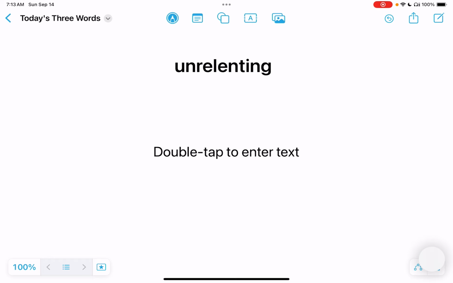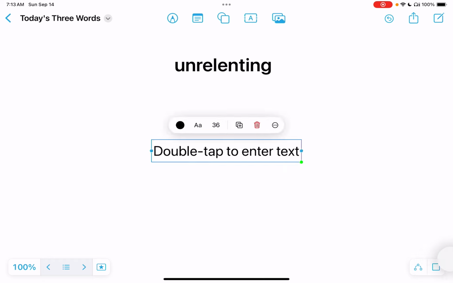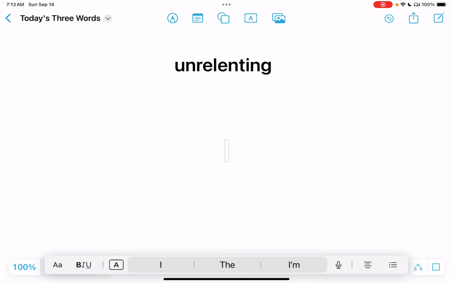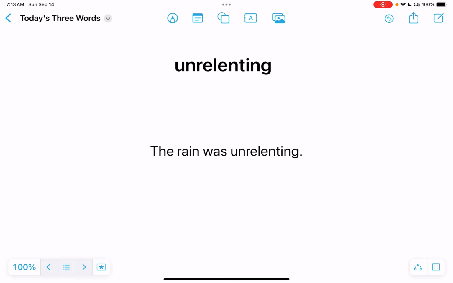All right, let's move on to unrelenting. And unrelenting is an adjective, a word that describes, and it means constant or not yielding. All right, this is a real straightforward sentence. The rain was unrelenting. So we're describing the rain.